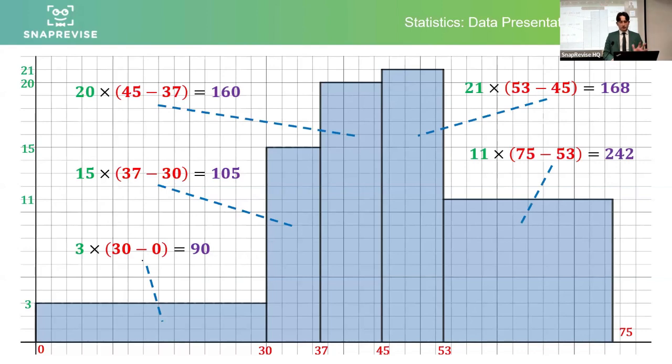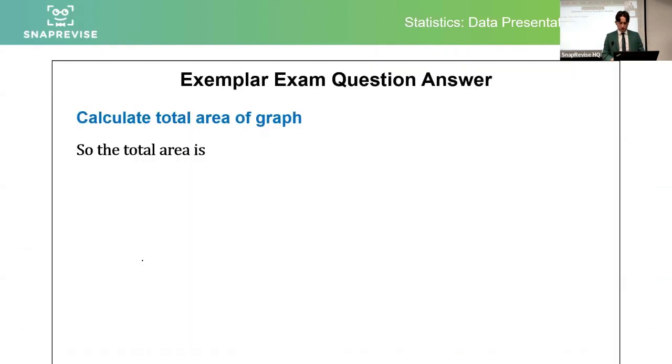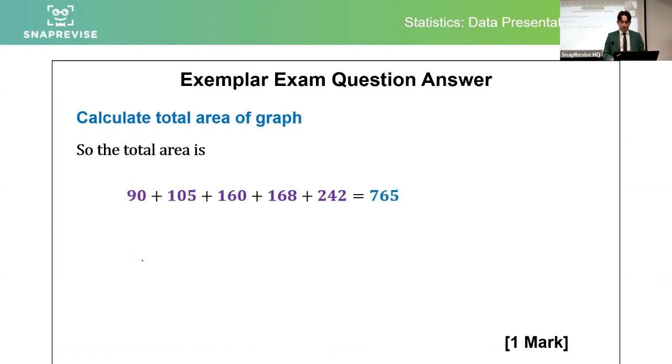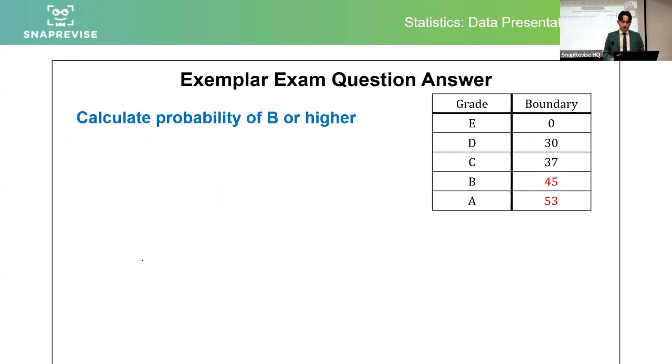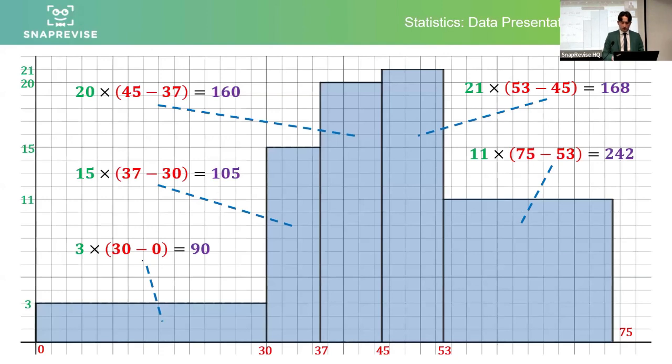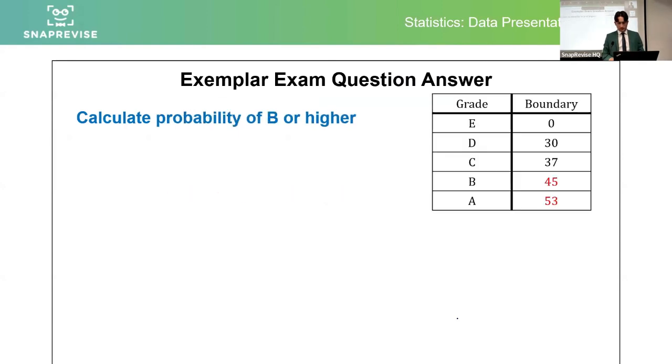So we need to add all of that up, find the total kind of summation of all the areas. And then we kind of know what it's out of. What is the area out of? What's the total? So the total area is 765. And the boundaries here for probability of a B or higher, well, we need to look at the different areas for those particular regions. So it's inclusive of this group. So it's inclusive of the last two values, isn't it?